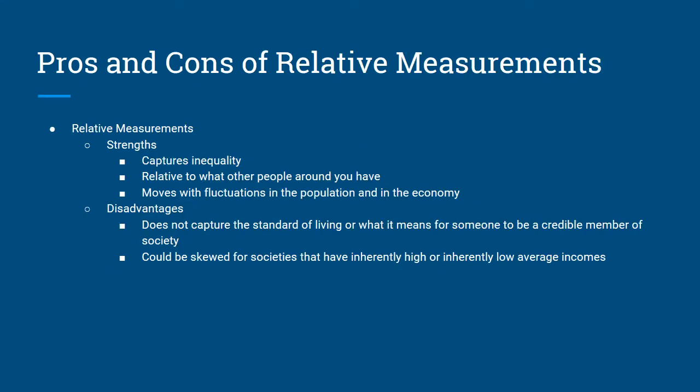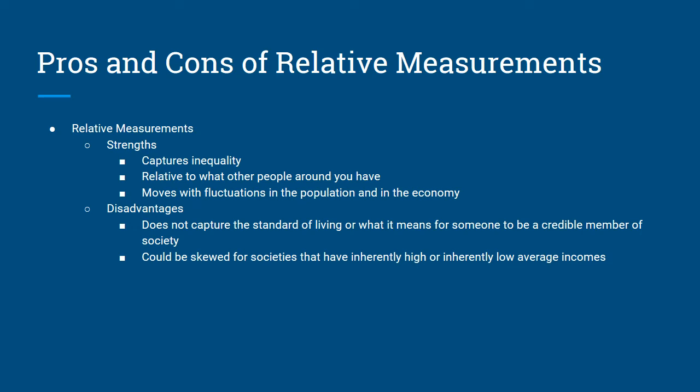Relative measurements of poverty do a better job of capturing inequalities, for relative measurements of poverty move along with economic fluctuations. However, relative measurements do not capture standards of living or what it means to be a credible member of society. Using the relative measure outlined previously, in a society with an extremely high income, one below the median income or poverty line could still have access to the basic standards of living.